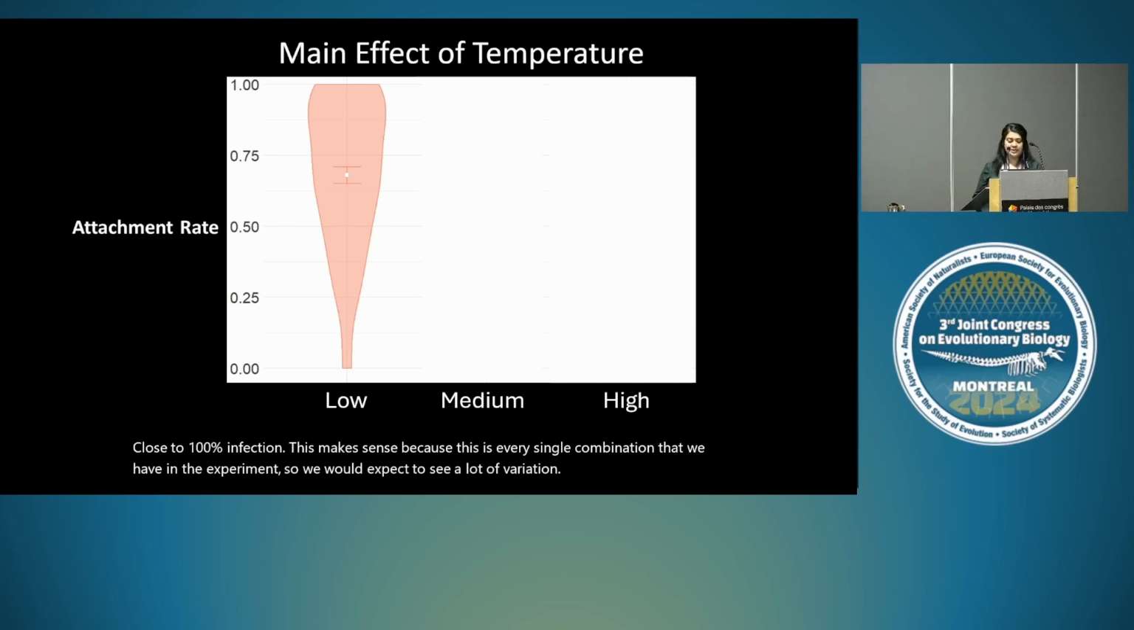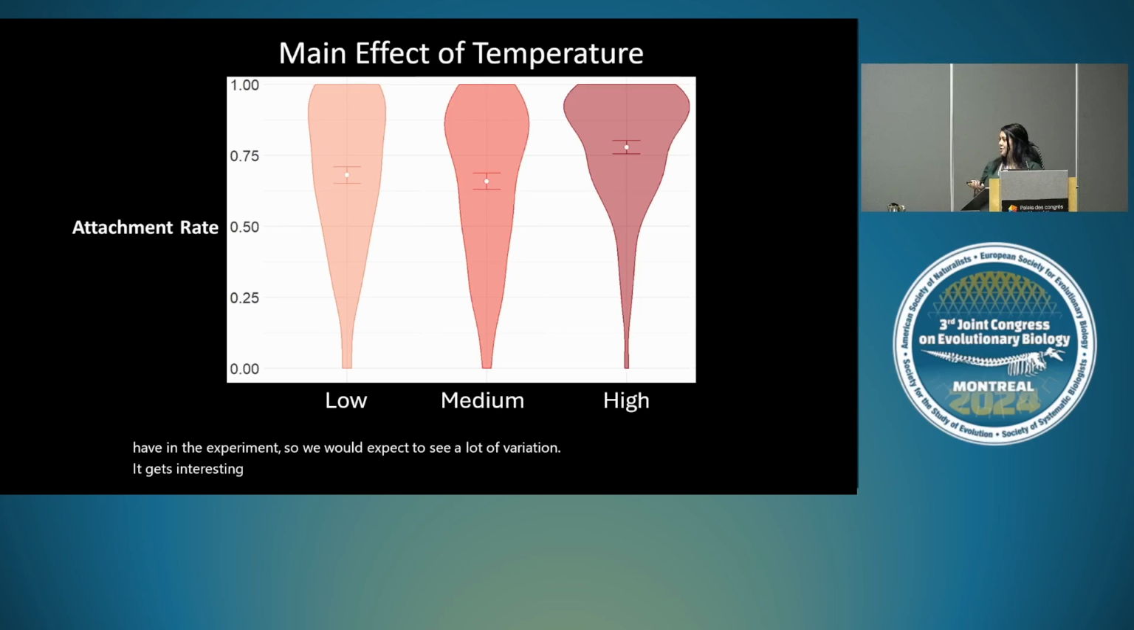It gets interesting here between medium and high, because you can see that medium looks very similar to low, where there's a ton of variation, but all of a sudden you can see this collapse in variation at high temperatures, where now more of these combinations are resulting in really high infection rates or attachment rates compared to all the variation we're seeing in low and medium temperatures.